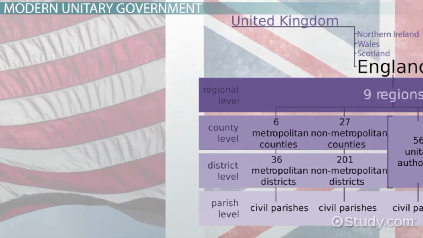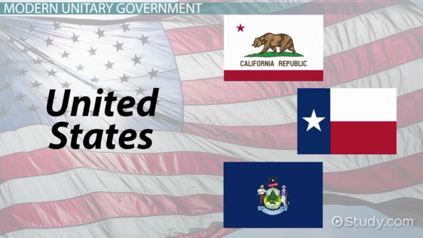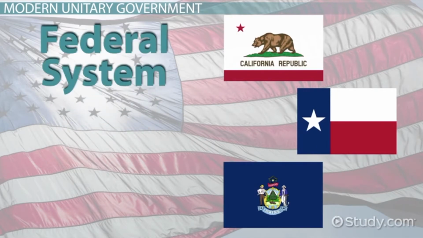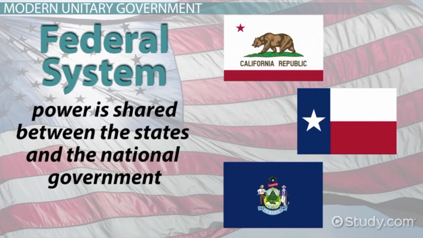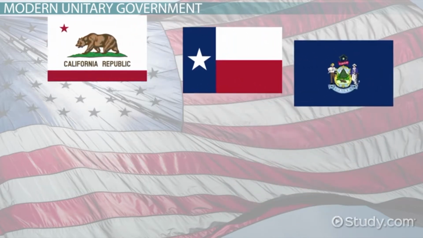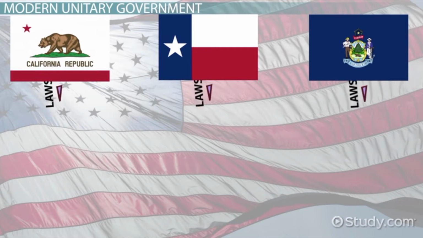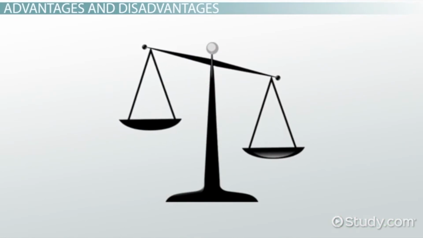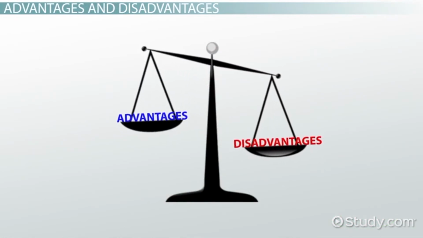Another place we can observe unitary power is in the state governments of the United States of America. While the United States as a whole utilizes a federal system in which power is shared between the states and the national government, the 50 states individually function as a unitary system. Through their state legislature and governor, each state makes laws that affect their citizens. County and city governments in each state may make local laws, but are required to enforce and abide by the rules of their state. As with any government system, there are advantages and disadvantages in a unitary system.